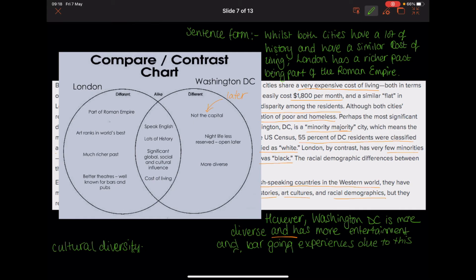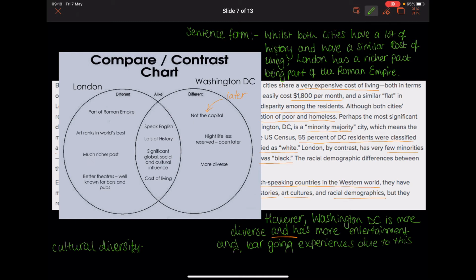Okay, so let's just read that again. Whilst both cities have a lot of history and have a similar cost of living, London has a richer past, being part of the Roman Empire. However, Washington DC is more diverse and has more entertainment and bar-going experiences due to this cultural diversity. Okay, so obviously this cultural diversity bit is supposed to go on the end there. Sorry about that. Okay, so what we've done there is we've looked through a text and we've highlighted the similarities and the differences and we've put them into that Venn diagram.